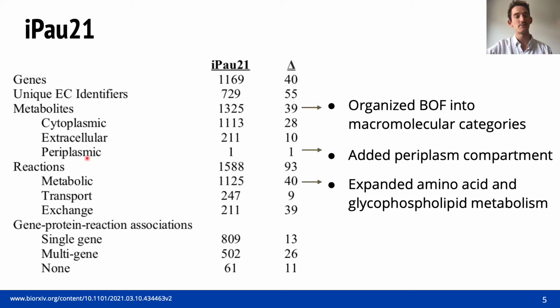Here on the periplasmic metabolites, you'll see that there's only one, and this one was added by us. So we added this whole periplasmic compartment, and part of that was to resolve that energy generating loop, which we were successfully able to do, which is great. But also just having the periplasm there makes it more representative of the biology, which we thought was good. As well, within the reactions, a major area of the metabolism that we expanded was the amino acid and glycophospholipid metabolism.